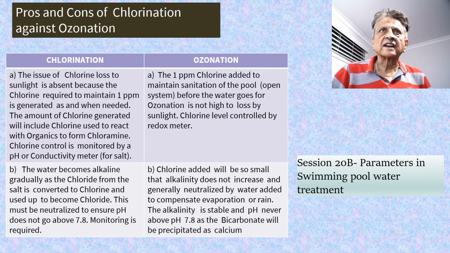We shall now discuss the pros and cons of chlorination against ozonation. The first issue is chlorine loss. Now when we add chlorine into the swimming pool, particularly during the daytime, 50% of the chlorine added will be dissipated because of the sunlight, which means the effective addition is only 50% of what you have added.